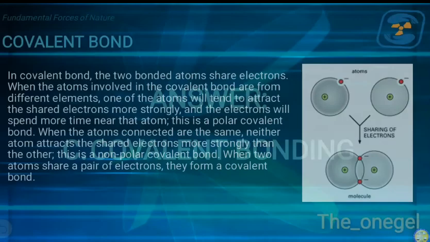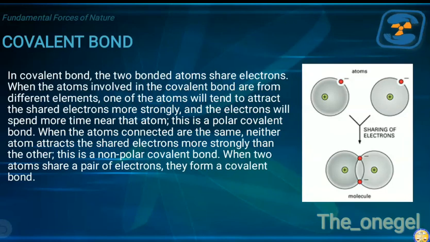Okay, so let's define what is covalent bonding. So in a covalent bond, the two bonded atoms share electrons. Take note. The shared electrons from both atoms are in a negatively charged state.